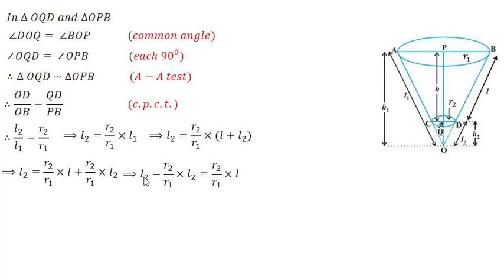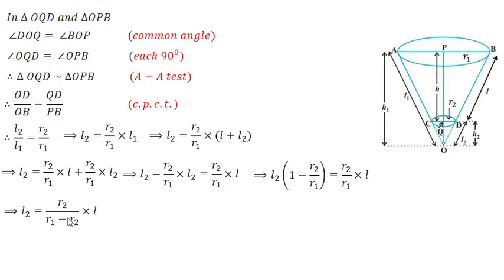Now we take this L2 common, and in bracket I have 1 minus R2 upon R1. So this is nothing but R1 minus R2 upon R1, and R1 we can cancel from left and right side. So that gives me the value of L2 as R2 upon R1 minus R2 into L. So this is the value of L2 in terms of L, R1 and R2.